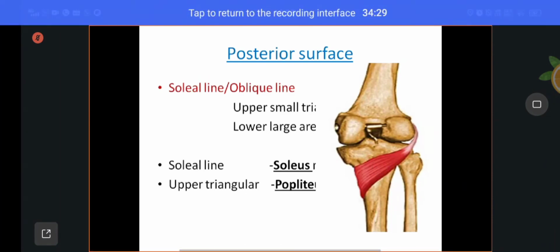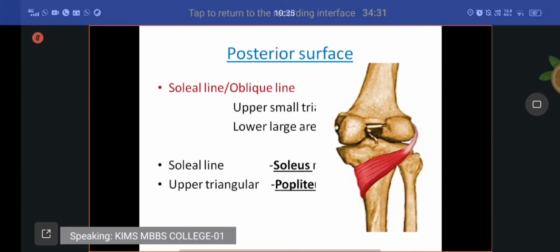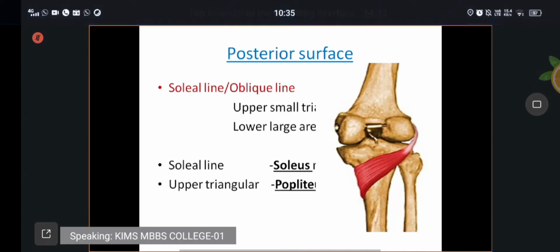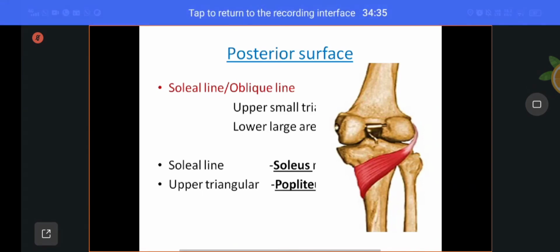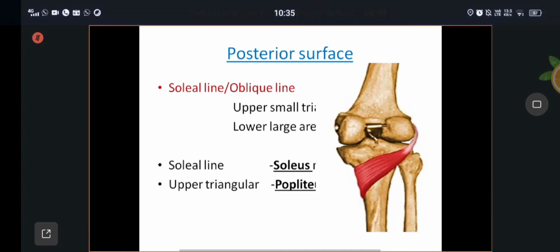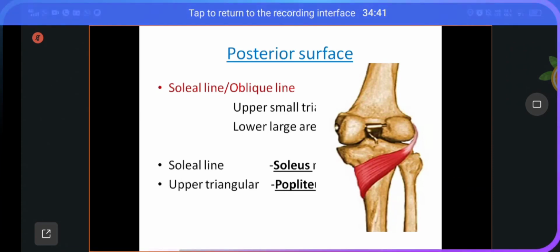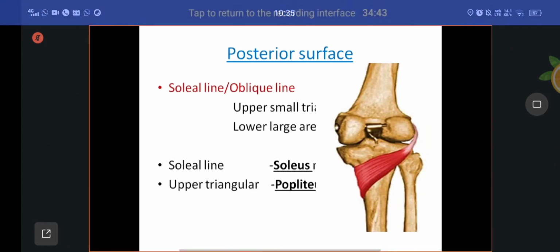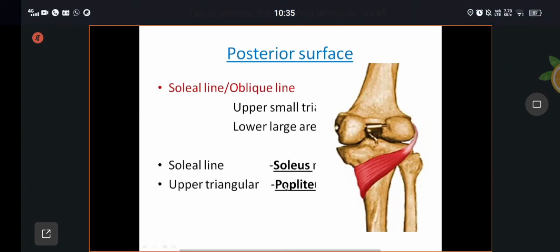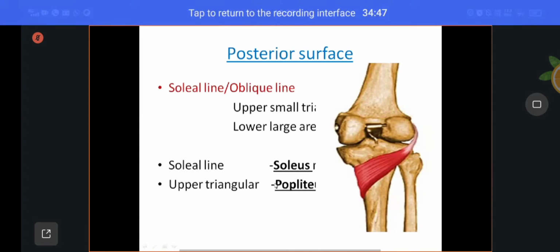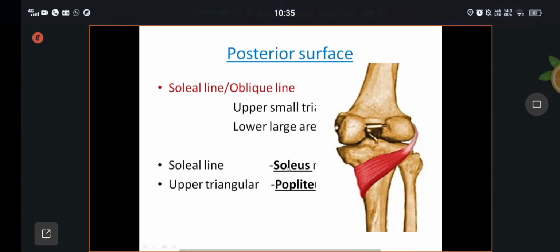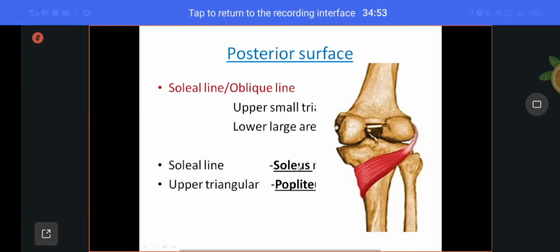I told you this popliteus muscle is present at the back of the knee. The back of the knee is called the popliteal fossa. The front of the elbow is called the cubital fossa. Because it is present in the popliteal fossa, this muscle is called popliteus muscle, and it is inserted in this upper triangular area.